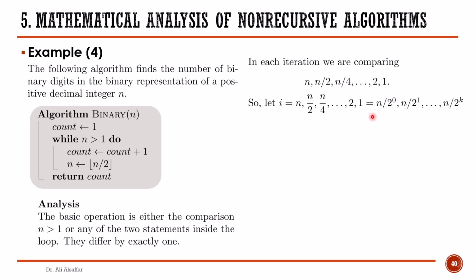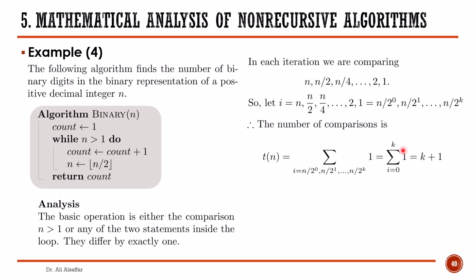So let i represent the value of n in each iteration. Then i equals n divided by 2 raised to the power 0 in the first iteration, n over 2 raised to the power 1 in the second iteration, and so on. This continues until i equals n divided by 2 to the power k, which is equal to 1, and this happens in the last iteration. Therefore, the number of comparisons can be expressed as a summation from 0 to k, resulting in k plus 1 comparisons in total.